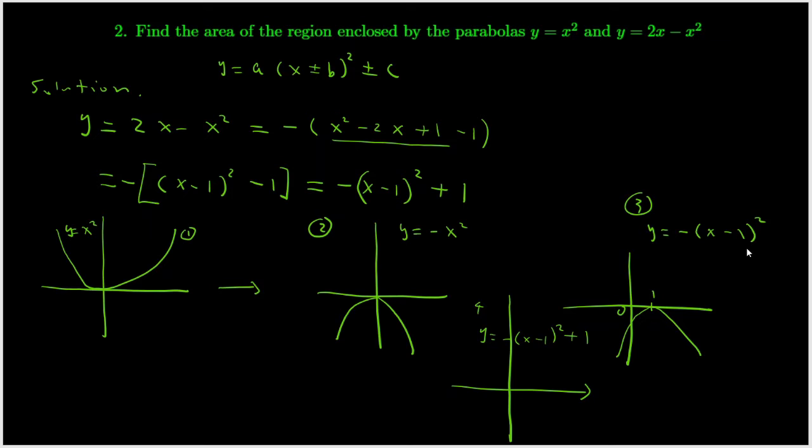So eventually you have a graph something like this. The vertex in here is (1, 1). The parabola is facing down. I was trying to tell you how to sketch the graph of the second parabola without using a graphing calculator. Okay. I will leave that on the screen.